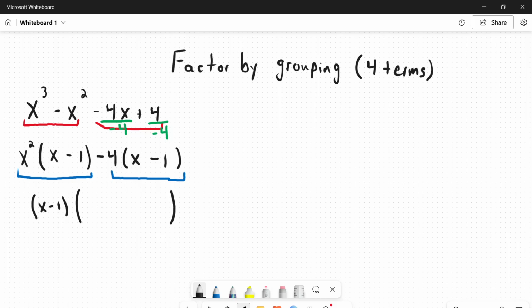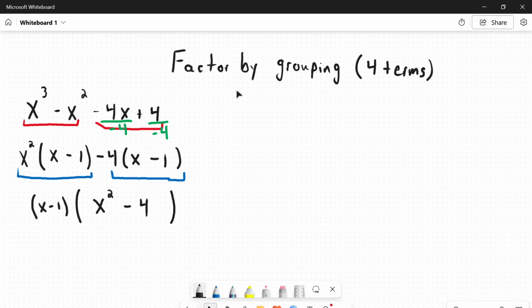And then inside of these big empty parentheses that I've just created, I'm going to write down what's left over from those blue underlines when I pull out and get rid of the x minus 1. I still have this x squared from the first blue term, and I still have this minus 4 from the second blue term. So that is going to be x squared minus 4. So we have successfully done the factor by grouping technique.